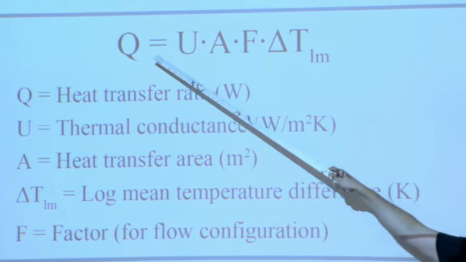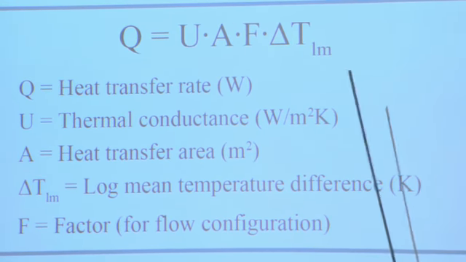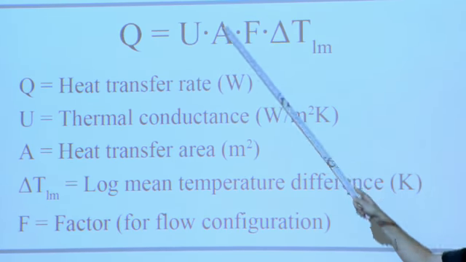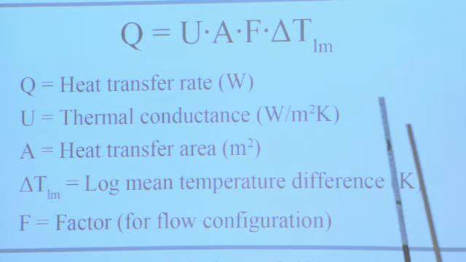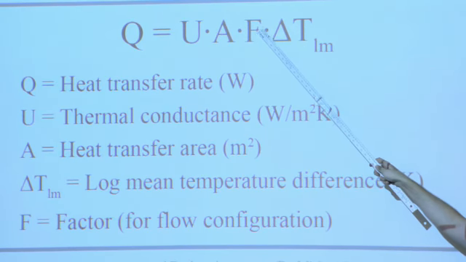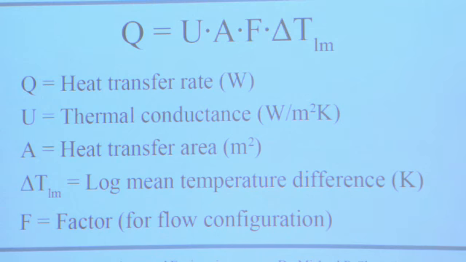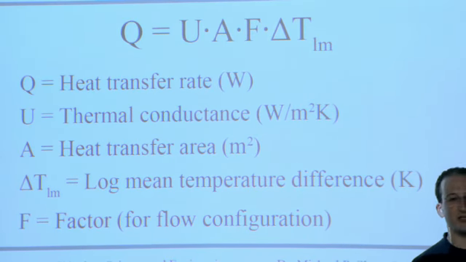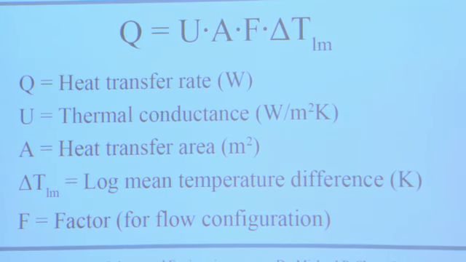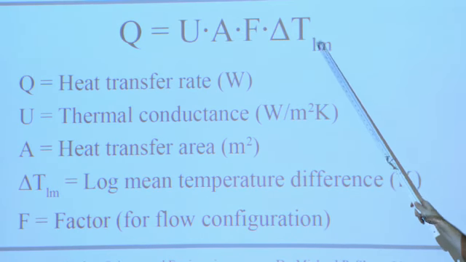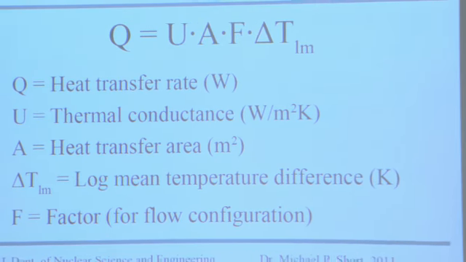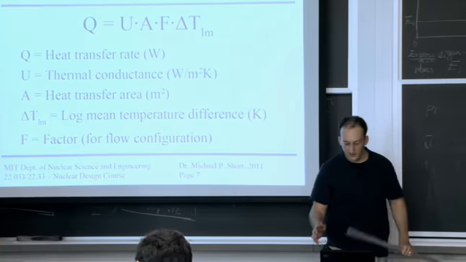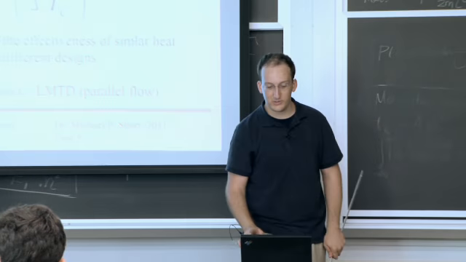Q is the heat transfer rate. So in the case of that filthy thing, it's 30 kilowatts. U is the thermal conductance, which is the inverse of the thermal resistance. A is the heat transfer area, or the effective heat transfer area. F stands for factor. All of that depends on flow configuration and all sorts of other parameters, and I'll talk a little bit about how to find that. And delta T_LM is the log mean temperature difference, which is a good indicator of how good a heat exchanger is at getting the heat out, depending on which kind of flow.